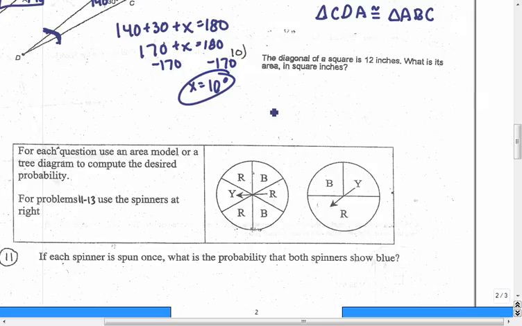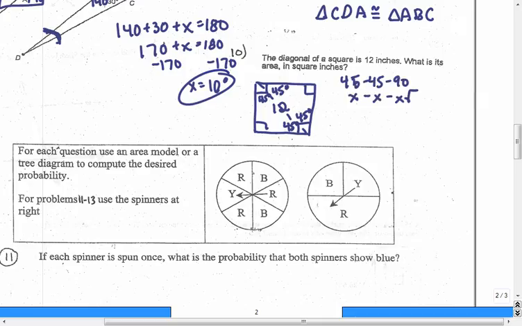Okay, problem number 10. I'm told that the diagonal of a square is 12 inches, and I want to find the area of said square. So I know that this is 12 inches. I know that every square has 4 right angles. I'm splitting a square along the diagonal, so that means this is going to be 45 degrees, and this is going to be 45 degrees, since 90 divided by 2 is 45. So that means I'm going to have a 45, 45, 90 triangle. So my pattern is x, x, x radical 2. Well, my hypotenuse is 12, so I want to go backwards, and I'm going to have to divide by radical 2 to get back to just x.